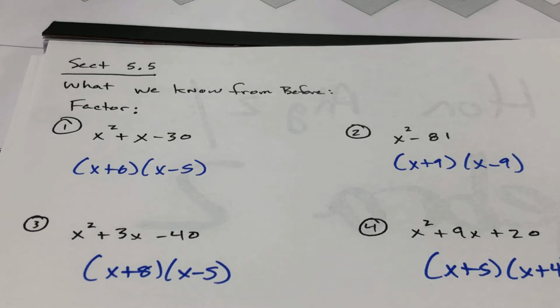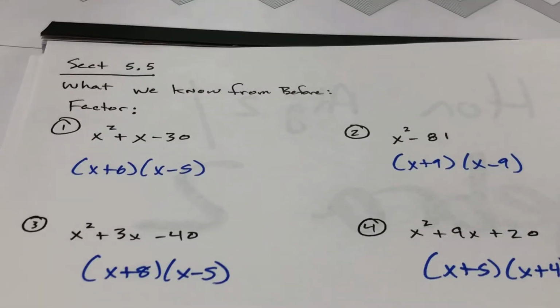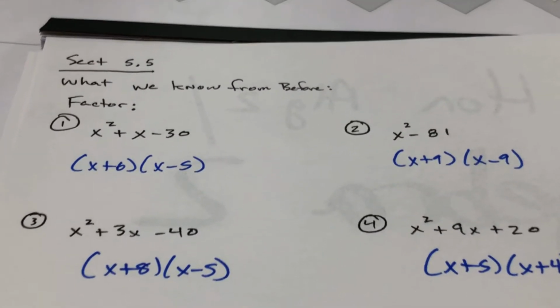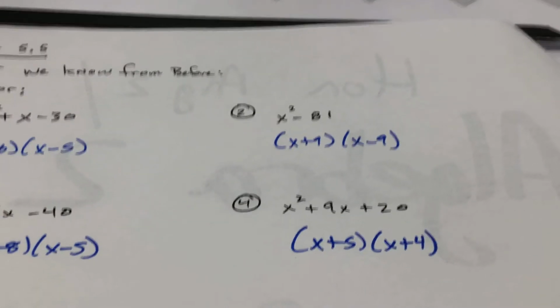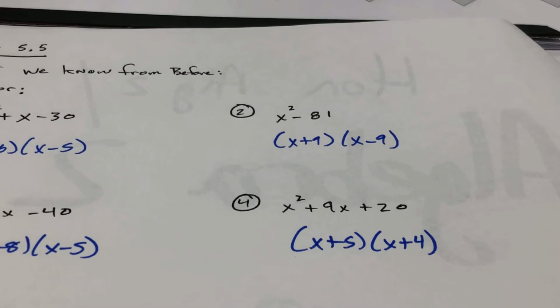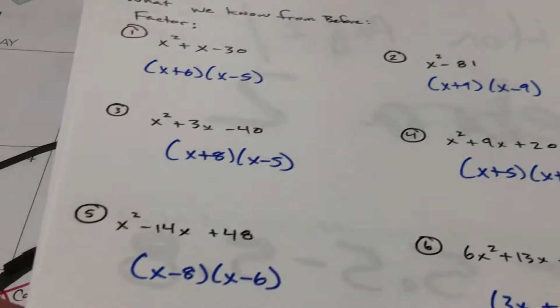This is page 1. From what we know from before, we know how to factor, okay? That is how you factor x squared plus x minus 30. What multiplies to 30 and differs by 1? Positive 6, negative 5. All right, the middle term's positive, so the bigger factor, 6, is positive. How does x squared minus 81 factor? x plus 9, x minus 9.